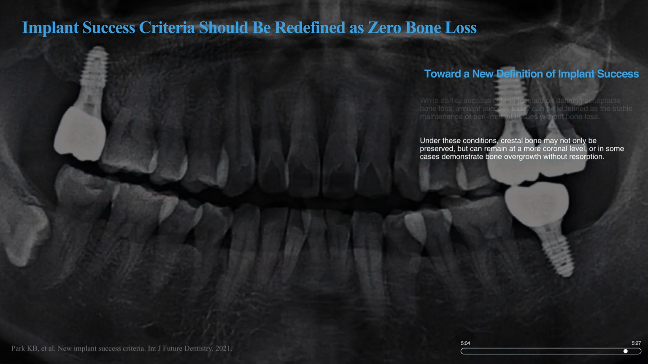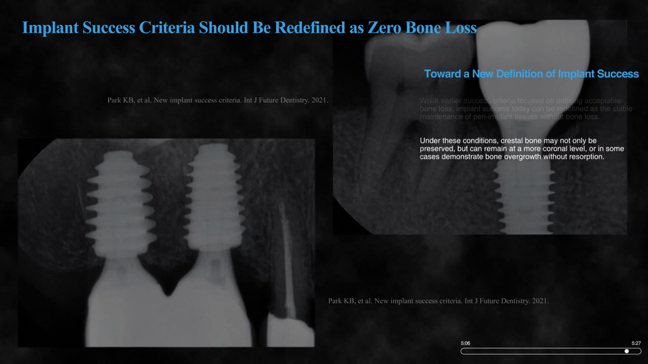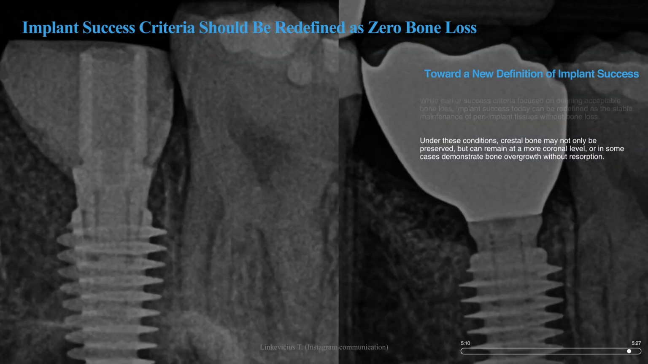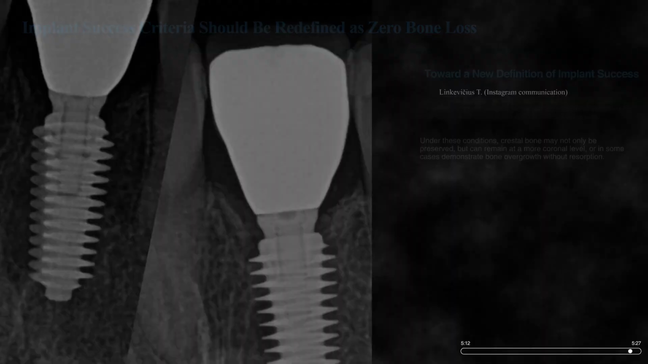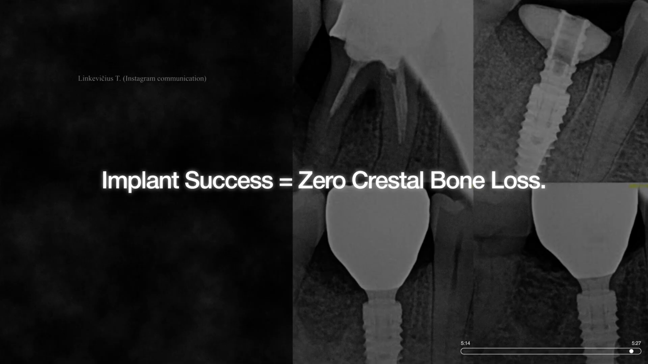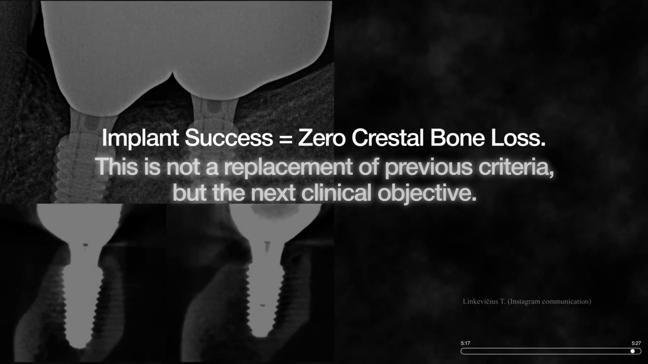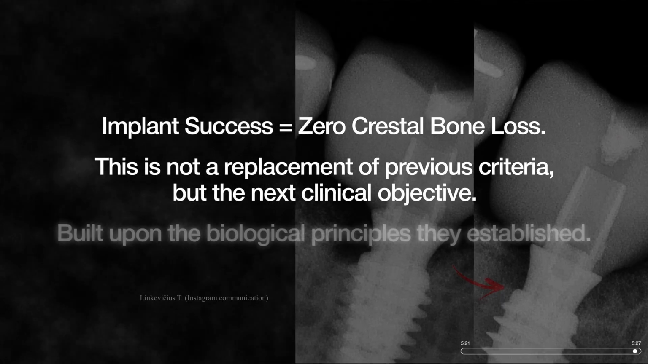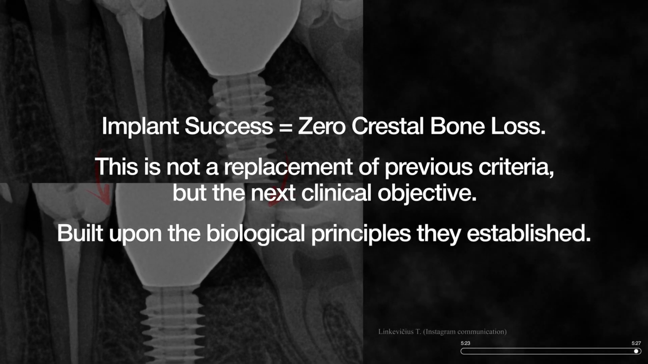Under these conditions, crestal bone may not only be preserved, but can remain at a more coronal level, or in some cases demonstrate bone overgrowth without resorption. Implant success equals zero crestal bone loss. This is not a replacement of previous criteria, but the next clinical objective, built upon the biological principles they established.